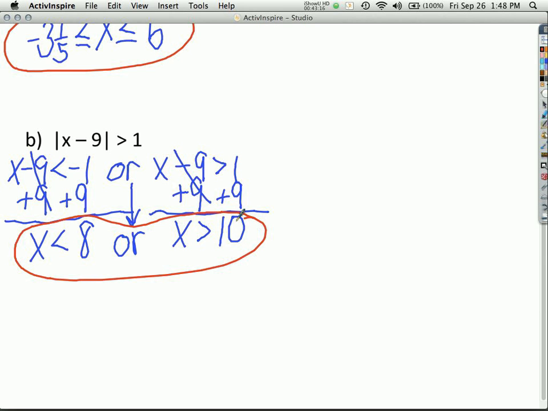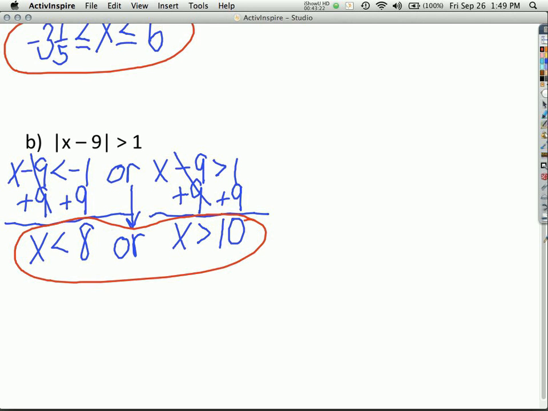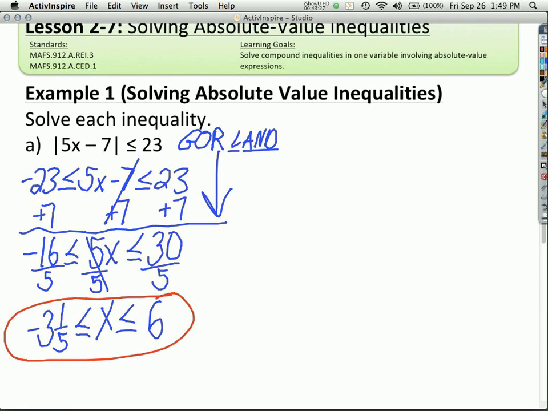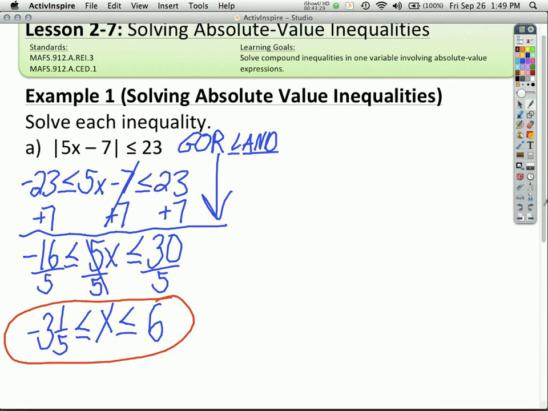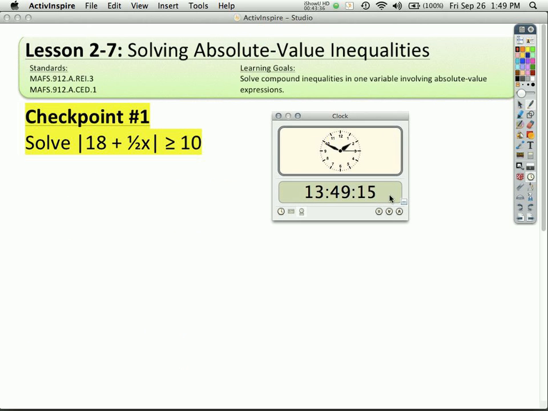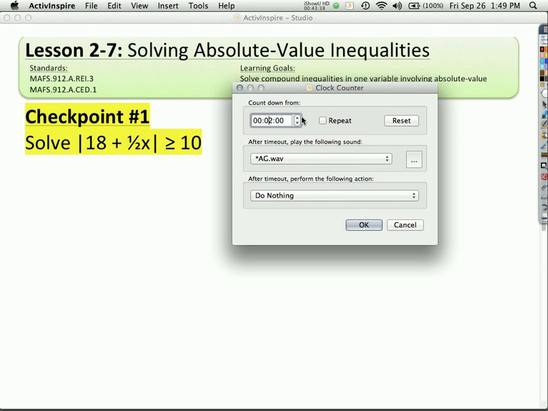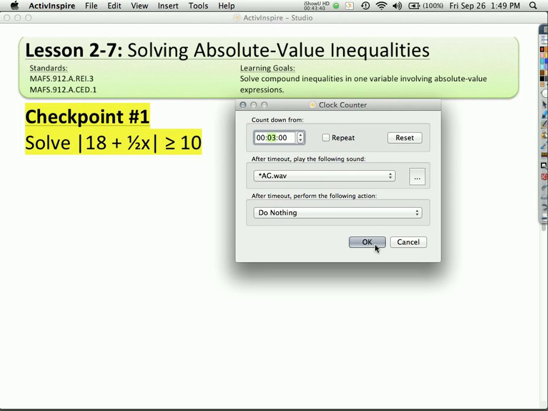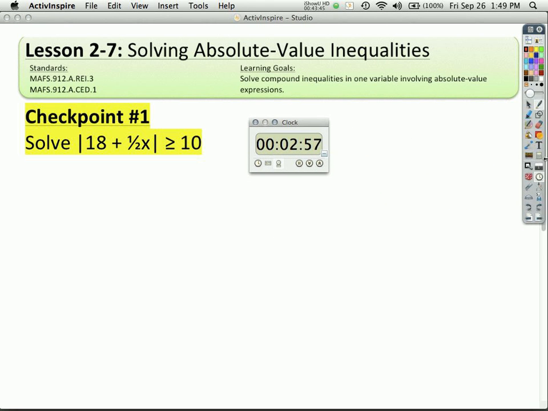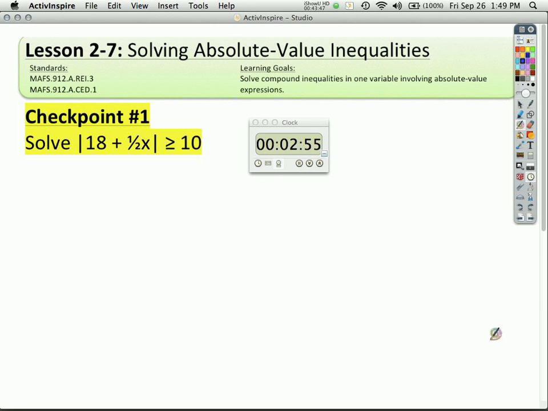Anyone have any comments or questions on how we did that? Comments, questions, concerns, on anything? All right, let's see how you do on your own. Checkpoint number 1. You got 3 minutes to solve this absolute value inequality. Good luck.